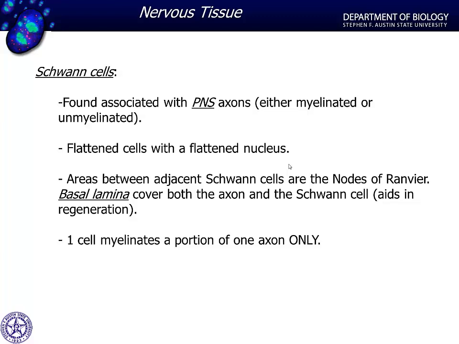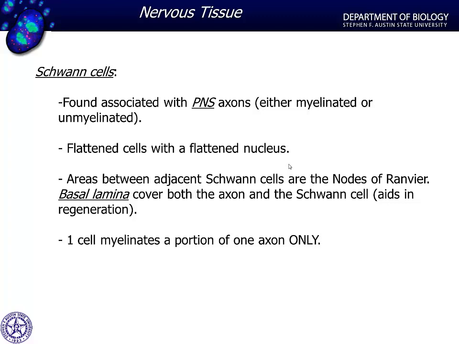Schwann cells are the peripheral nervous system analog of the oligodendrocytes. These myelinate the axons in the peripheral nervous system. And recall, one Schwann cell myelinates one portion of an axon only. It's not going to have these processes that extend to adjacent axons.